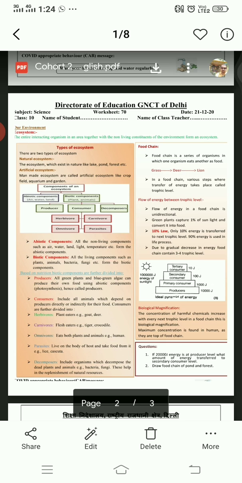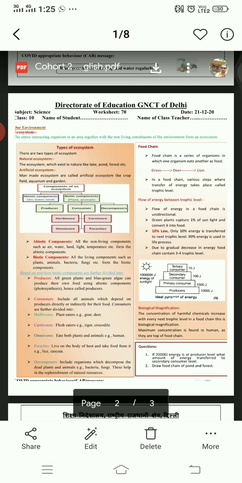Then a frog eats these insects, and that grassland may have snakes, so snakes will feed on frogs. So we have a series of organisms in which one organism is feeding on another organism. This series is called a food chain. Like grass is eaten by deer, and deer is eaten by lion. So it is a food chain.